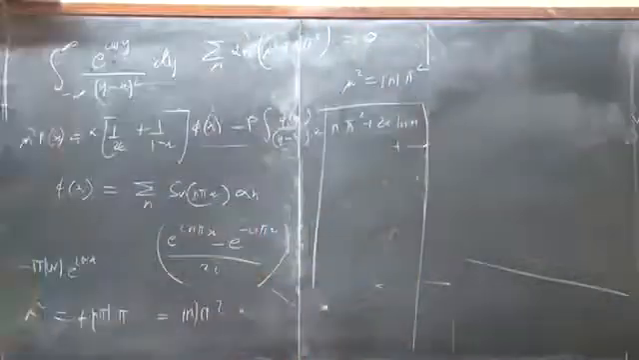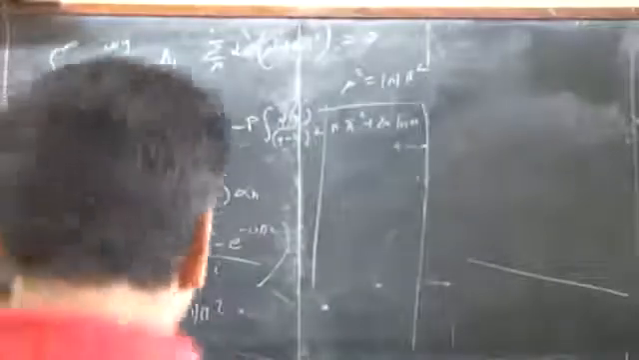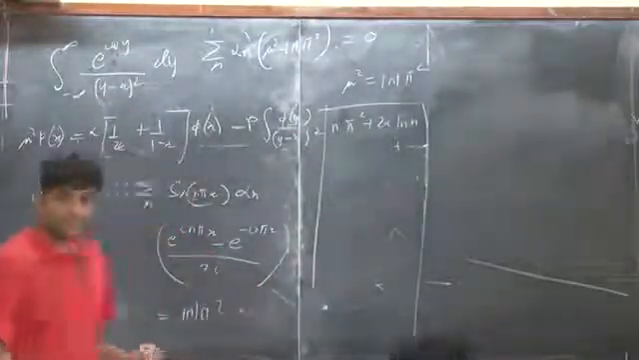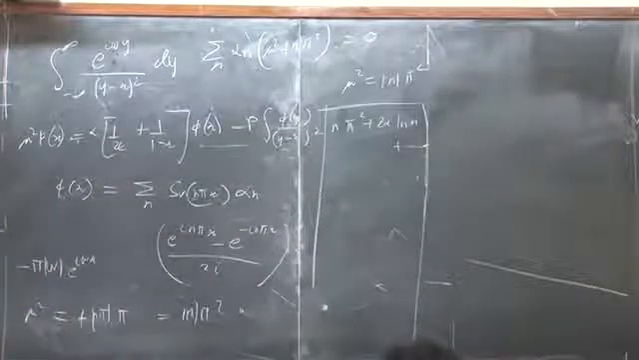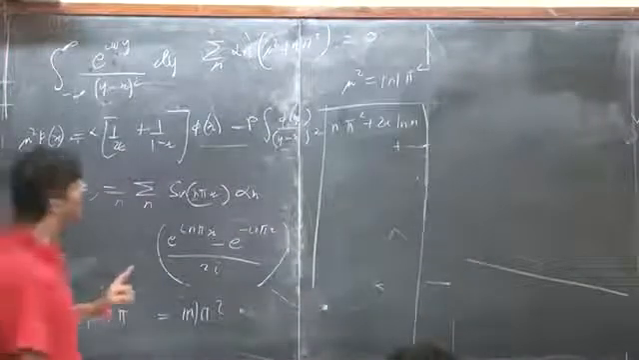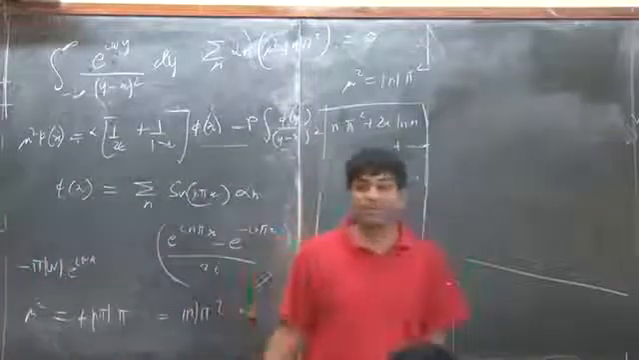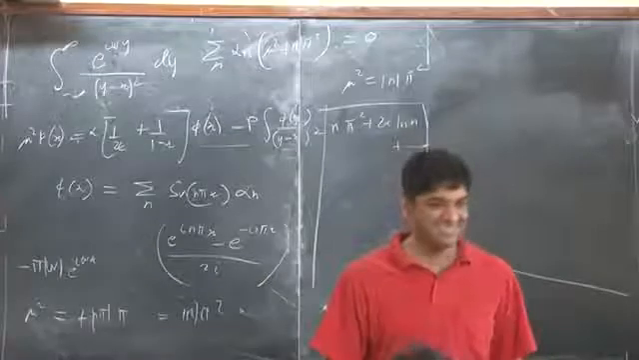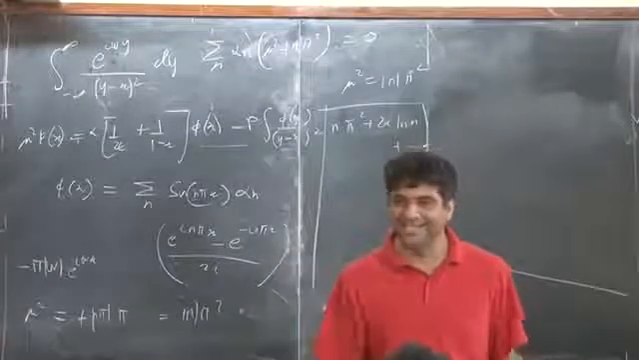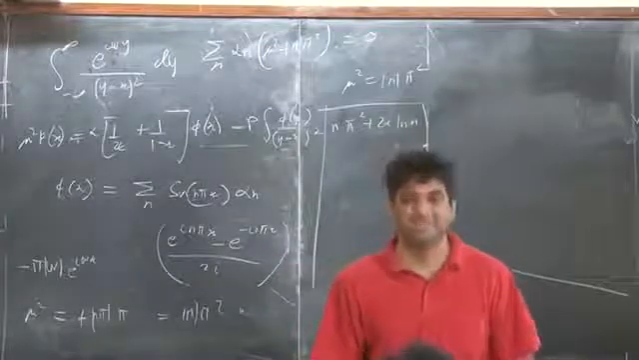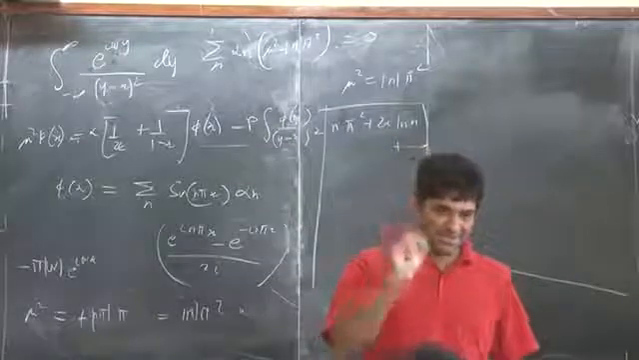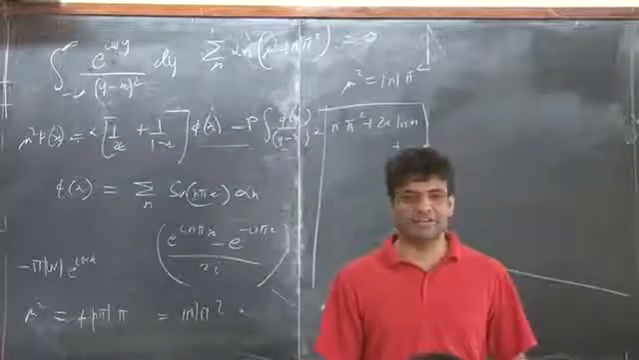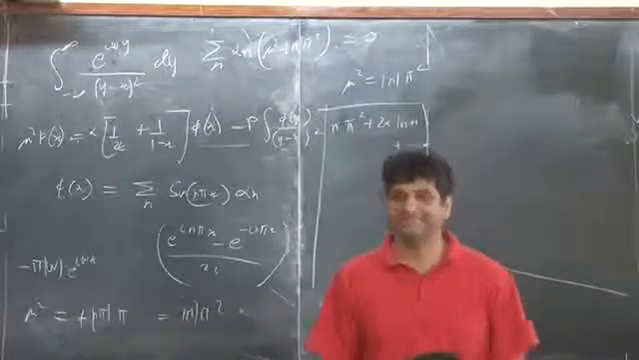Now there are many things to notice about this answer. The first thing to notice is that the spectrum is discrete, not continuous. Mass squared is proportional to n. This is what's called a Regge trajectory. Mass squared is an integer. This is a Regge trajectory. This happens all the time in string theory.